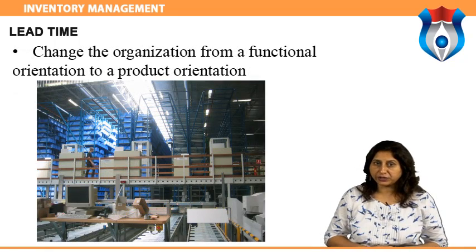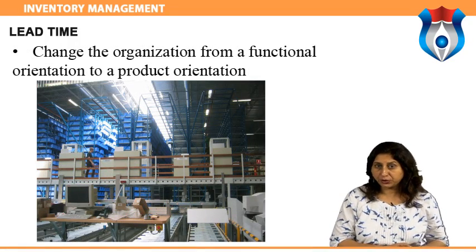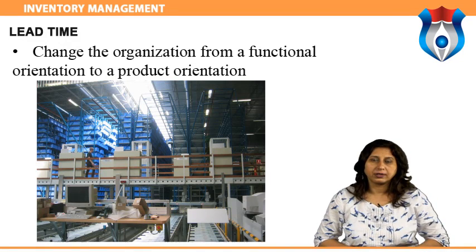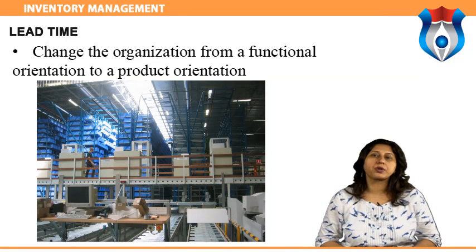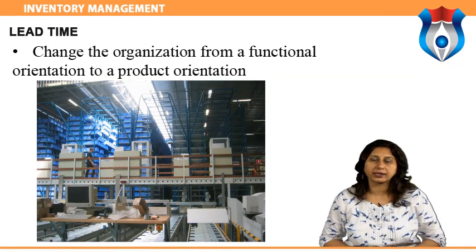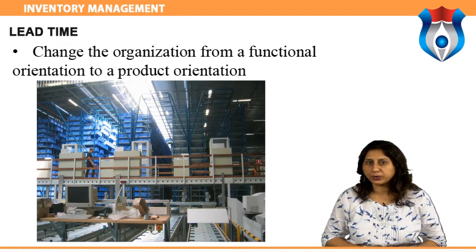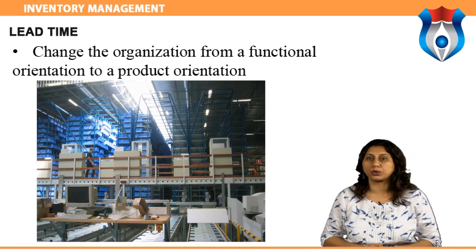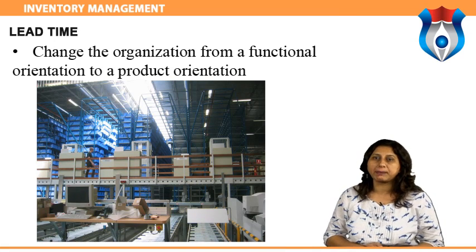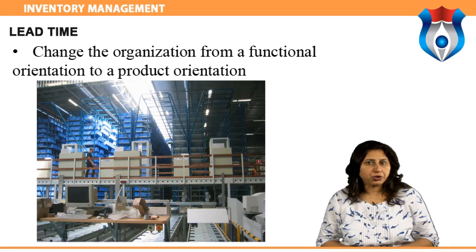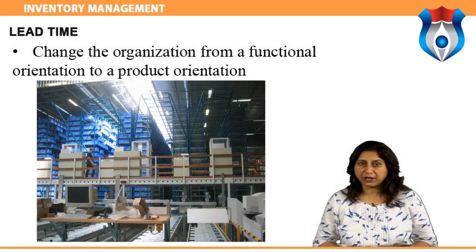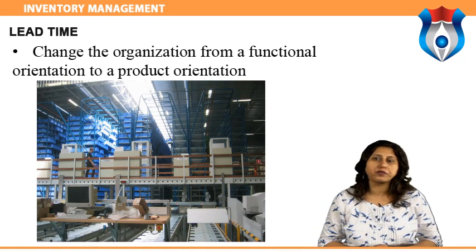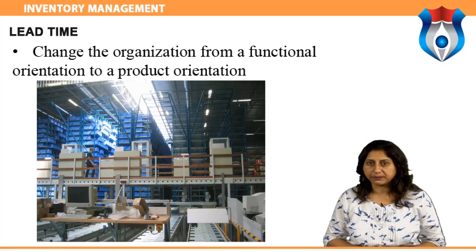Change the organization from a functional orientation to a product orientation. If possible, all resources required to produce a product should be located close to each other. These product-focused groups are called work cells or cellular manufacturing. Include office operations, as these functions often account for half of total customer lead time.